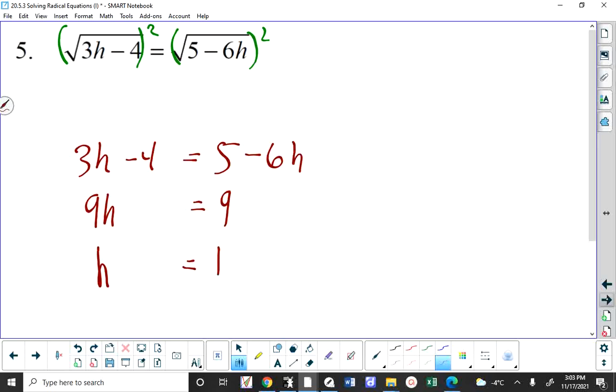That's pretty weird. So I'll ask you a question. Are the left and right hand sides equal when you put 1 in for h? You could argue that they're equal. You get negative 1 under the radical. But the square root of negative 1 doesn't exist. Which means we've got a value for h here that you're not even allowed to put in. So it's not a solution.